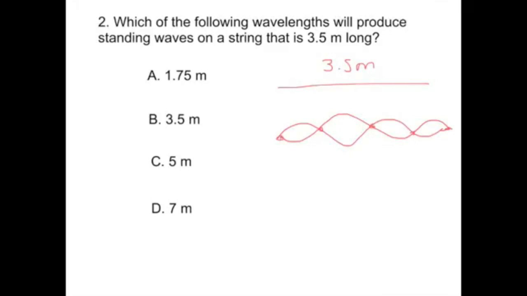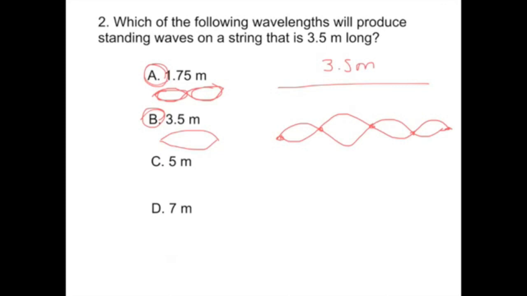So the first is 1.75 meters, and by the way, more than one of these answers can be correct. So 1.75 goes into 3.5 twice, which means that this cycle would form a pattern like this, with two parts to it. So that would work to form a standing wave. The second, 3.5 meters, that would just form one big arc. That would also work. That's also evenly divisible into 3.5.